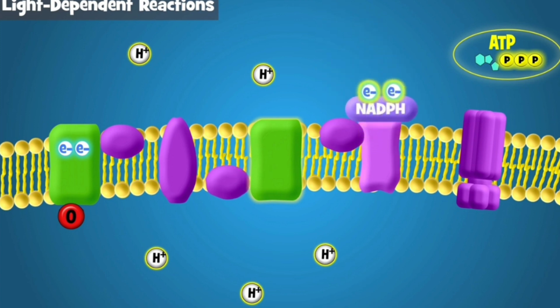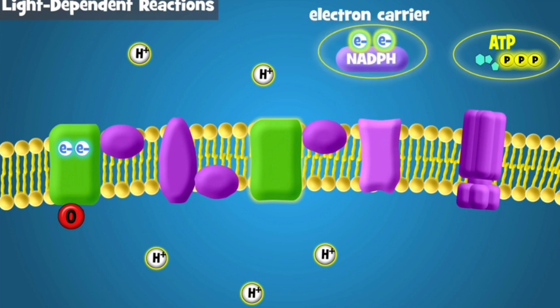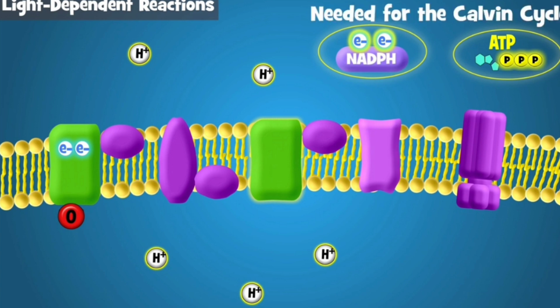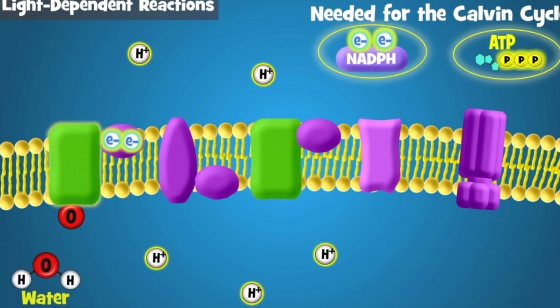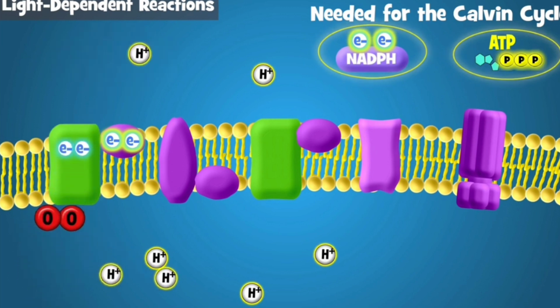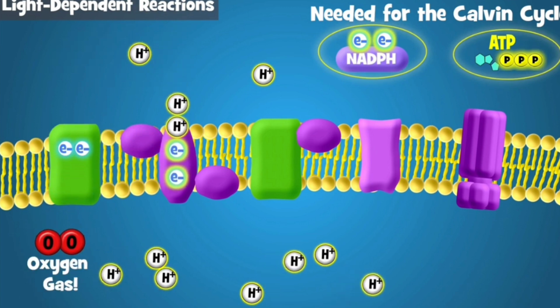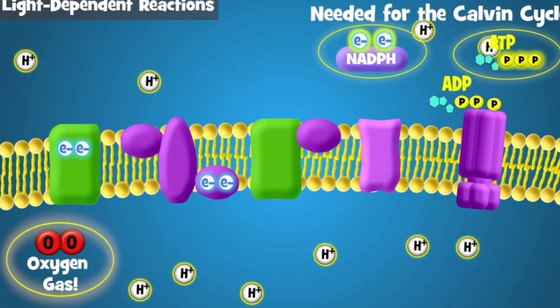When it accepts the electrons, it also accepts hydrogen and becomes NADPH. NADPH is an electron carrier, and this is another key product of the light-dependent reaction. It carries electrons and hydrogen to the next set of reactions in photosynthesis, the Calvin cycle. Both ATP and NADPH are critical products of the light-dependent reactions that are needed to make sugar in the Calvin cycle, which we will examine in our next video.